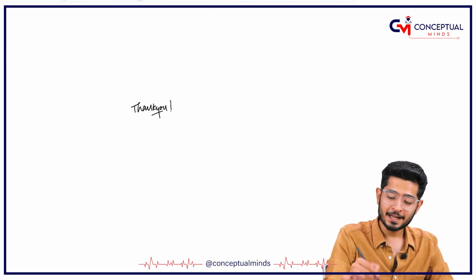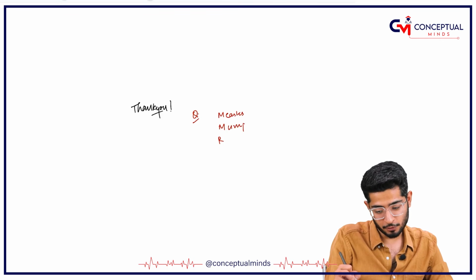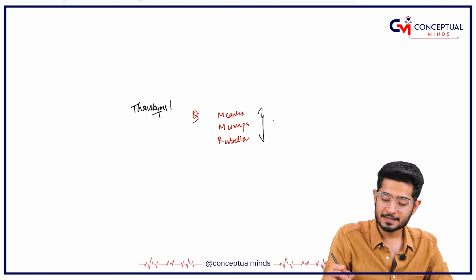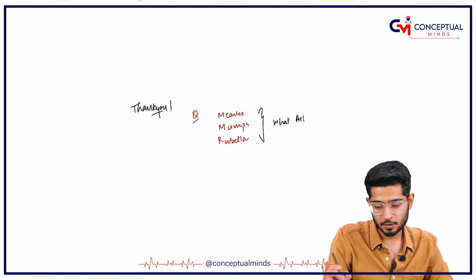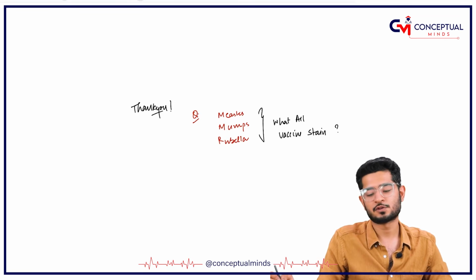And I'll leave you with a question. MMR has measles, mumps, rubella. Can you tell me what all vaccine strains they have? Which vaccine strain is there in measles, which is there in mumps, and which is there in rubella?